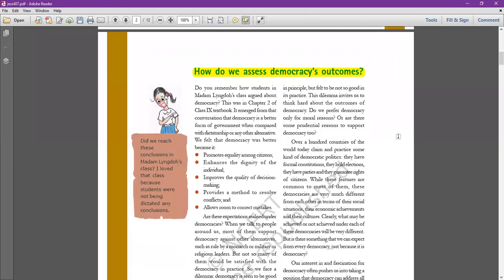Now, what do you understand from the topic itself? How can we assess, हम कैसे जांच सकते हैं, परख सकते हैं the outcomes, the results of democracy. So, first of all, we can say that democracy is a better form of government if democracy gives all these things. Here, these are written: if it promotes equality among citizens, if it enhances the dignity of the citizens, if it improves the quality of decision making, if it provides a method to resolve conflict, and if democracy allows room to correct mistakes.